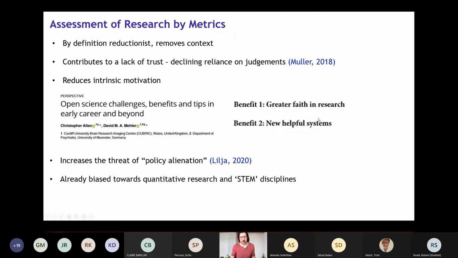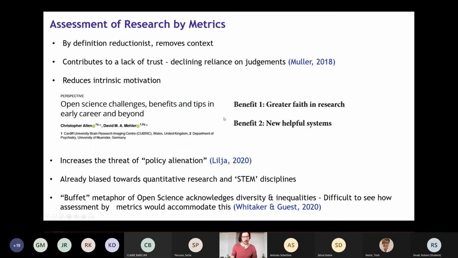And assessment of research by metrics is already acknowledged to be biased towards quantitative research and STEM, science, technology disciplines. And with open research, that's definitely still a risk as well. For things like the humanities, it's not even exactly clear what constitutes data, let alone what open data would look like.